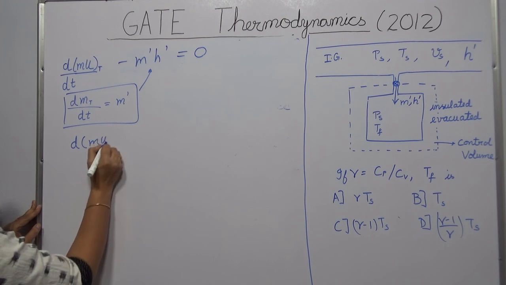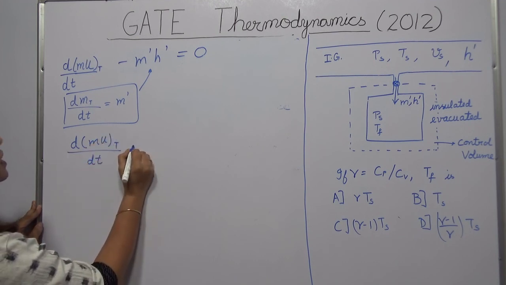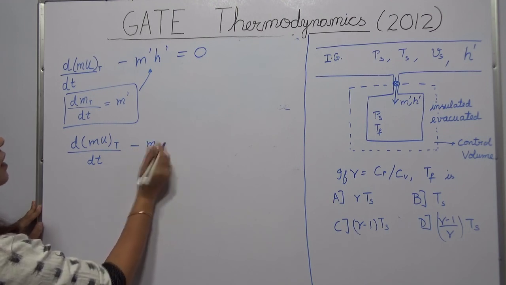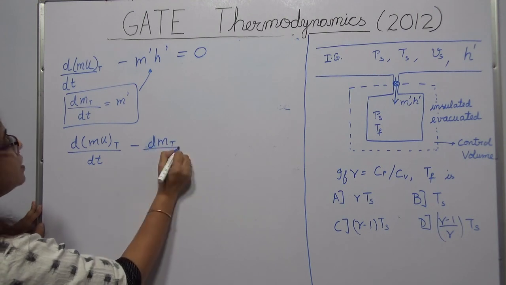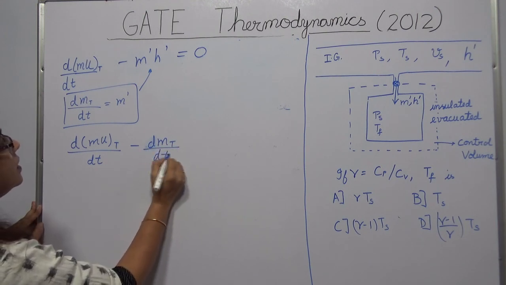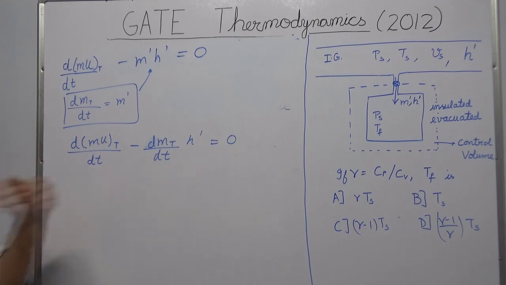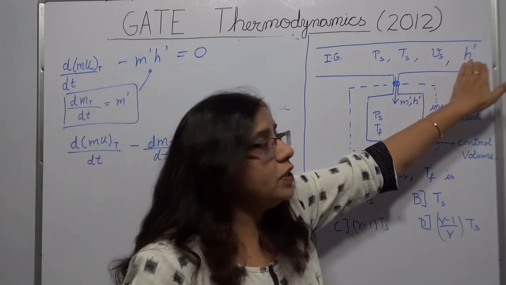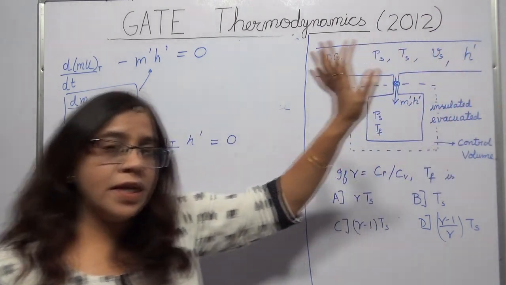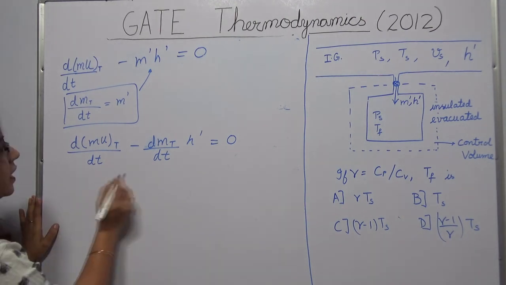d(m u)tank/dt, minus instead of m dash I am going to put d(m)tank/dt h dash, that is equal to 0. Now h dash is a constant because this is the enthalpy of the gas stream which is flowing in the pipeline.